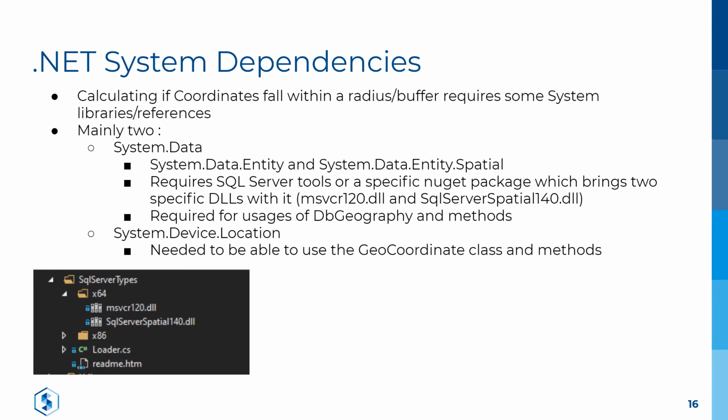And then also, system.device.location is needed to be able to interact with the GeoCoordinate classes, and if I'm not mistaken, I think DbGeometry might come from there. But those are two main system dependencies you'll need in order to do some calculations on these geographic areas and whether coordinates are within one or not.